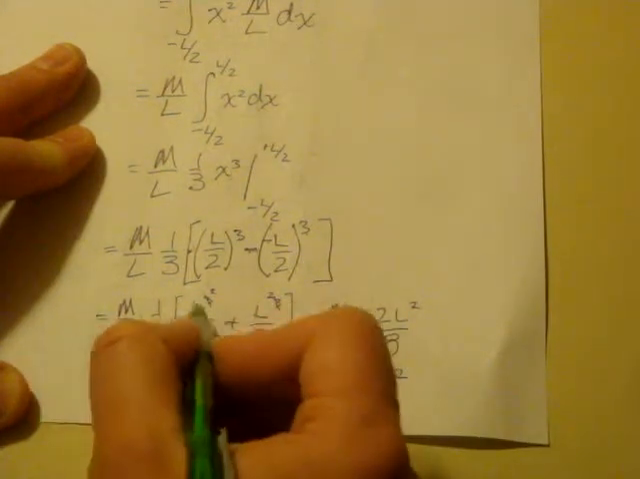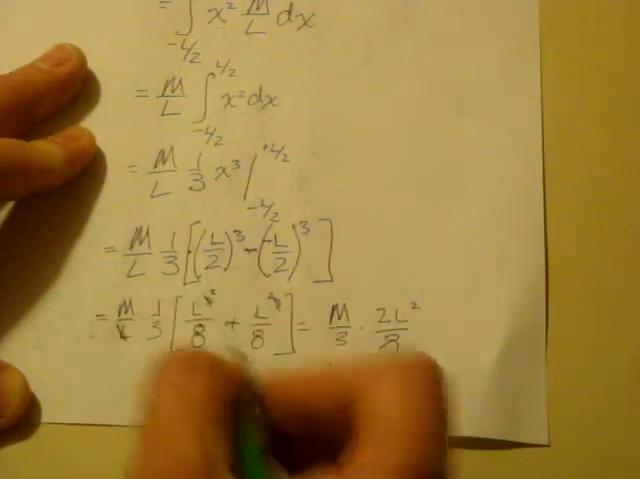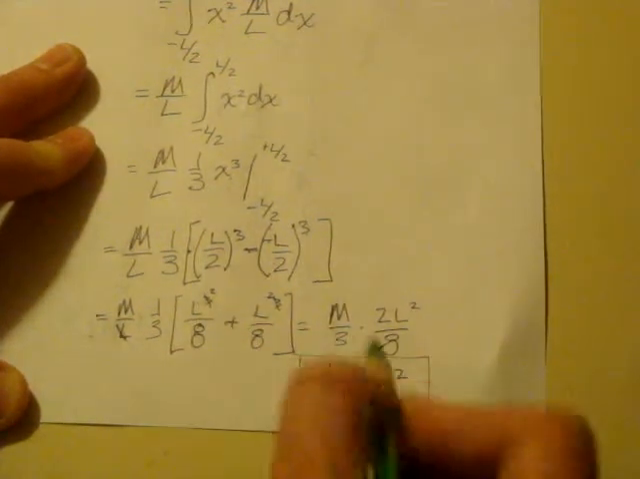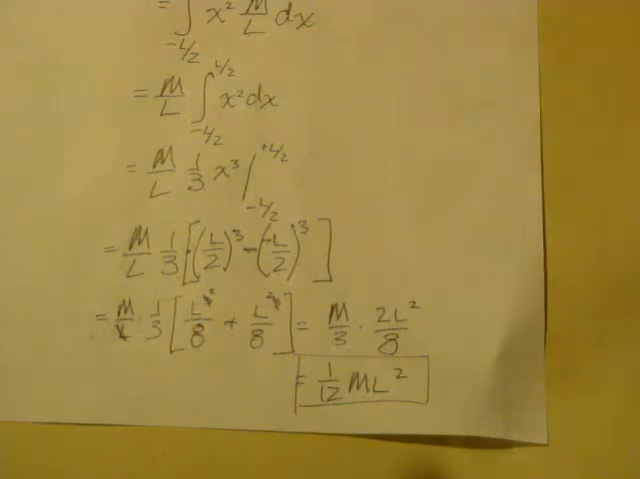The L on the bottom canceled one of the L's from the top in each of these. So we get 1/12 ml squared. The really impressive part of this is that we could actually determine this in a much easier step.